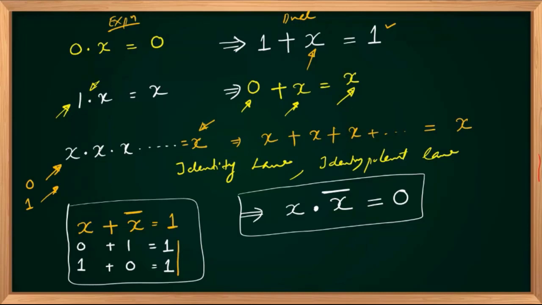You can expect a one-word question based on this. Which one of the following is true? X dot x complement equal to, four options will be there: 0, 1, x, x complement. X dot x complement will always be equal to 0.